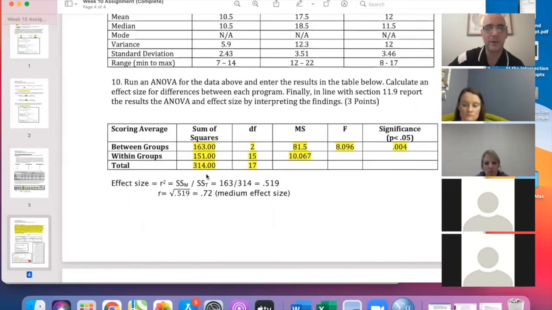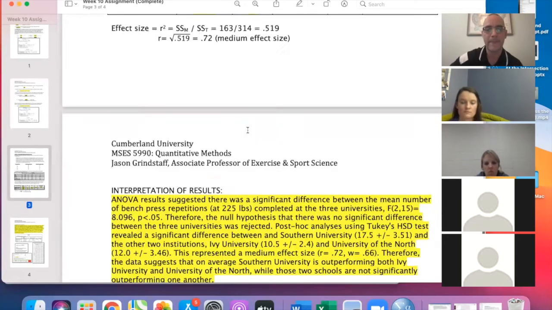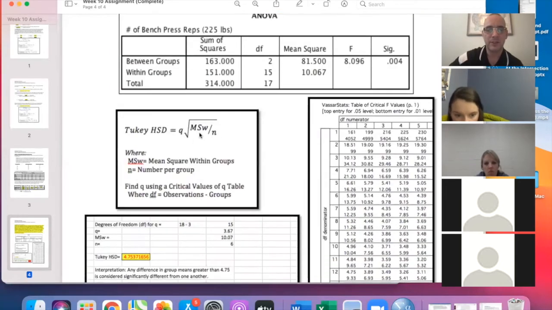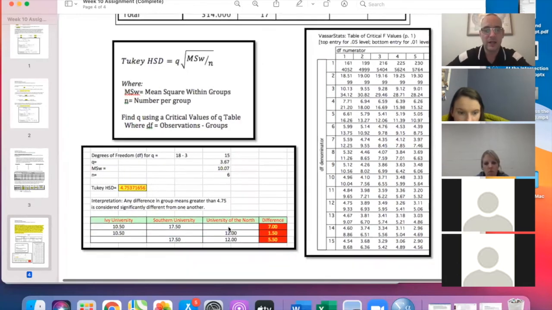So how many were in each group? 1, 2, 3, 4, 5, 6. So it's not 18 total. It's how many were in each group. So our mean square within, 10.07, divided by 6. We take the square root of that. We should get 4.753.